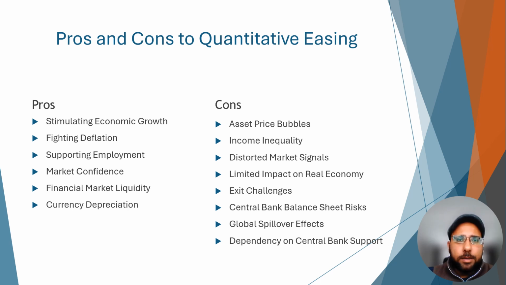QE can help prevent a persistent decline in prices, which could lead to a downward economic spiral. By increasing the money supply and stimulating demand, QE pushes up prices and inflation, helping to avoid or combat any severe deflationary pressures. Supporting unemployment: with lower borrowing costs, companies may be more likely to invest in expansion and hiring. Increased business activity can lead to higher demand for labor, supporting job creation and reducing unemployment during periods of stagnation.